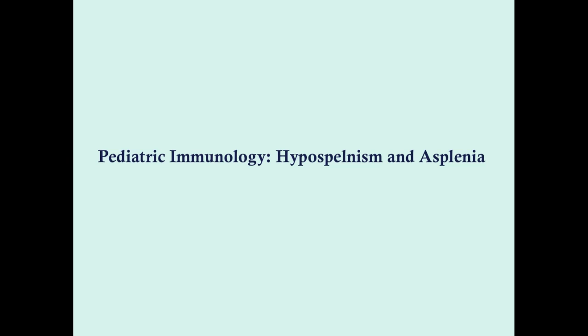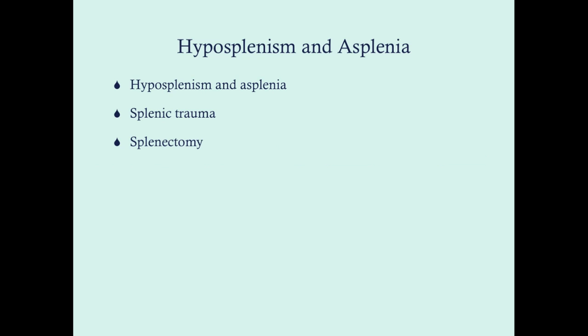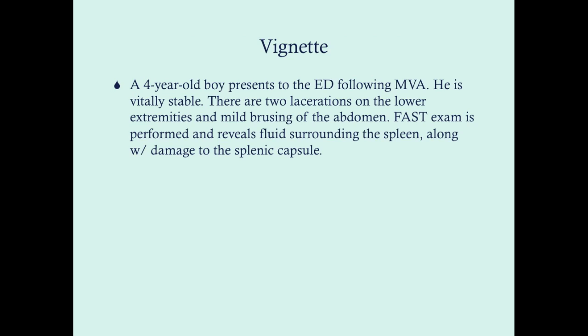Most of the time when this happens, it's in one of two settings. Either it's autosplenectomy from sickle cell disease, or it's a patient who's had their spleen taken out. So we're going to talk about hyposplenism and asplenia and what that manifests. We'll also talk about splenic trauma, since that's such a common cause of asplenia, because in many cases that necessitates at least partial splenectomy. So this can be the genesis of either hyposplenism or asplenia.